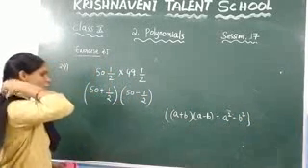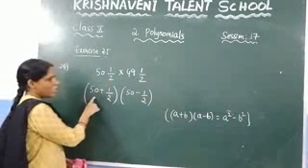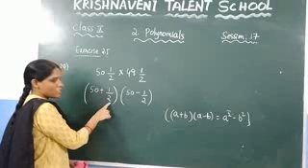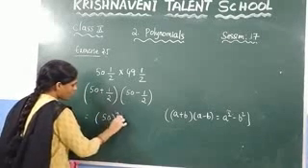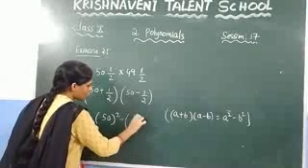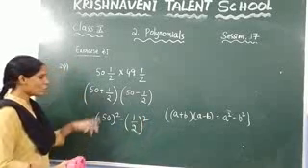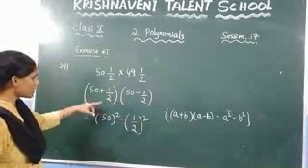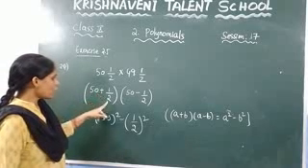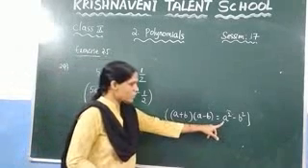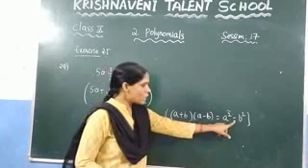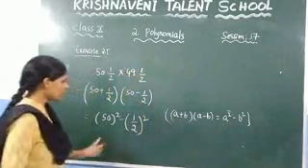So here what is the value of a? It is 50, and the value of b is 1 by 2. So write it here: 50 square minus 1 by 2 whole square. It is in the form of a plus b into a minus b. We have written a square, which is 50 square, minus b square, which is 1 by 2 whole square.